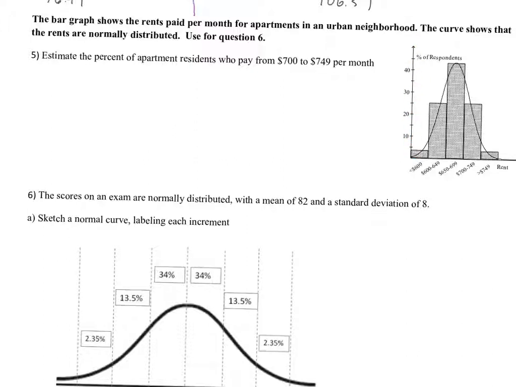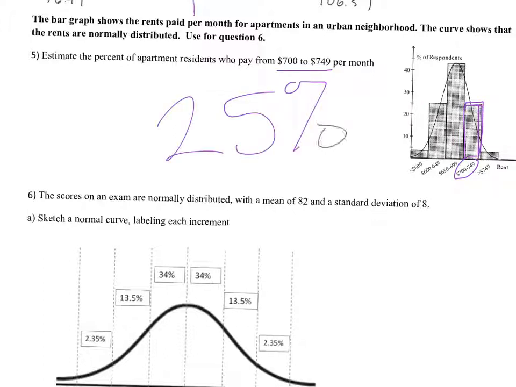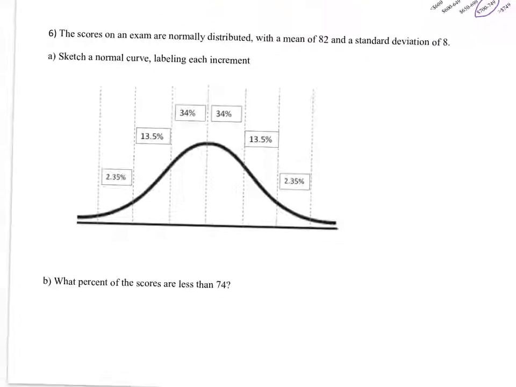So my overall question is saying in between 700 and 749. So if I look, that's only this section. I'm only looking at one section. If there's more than one section, you'd have to add the two together. So since I'm just looking at that section, I can kind of look, okay, where am I going with this? This is about here, so that would be roughly about 25% of apartment residents pay between 700 and 749.